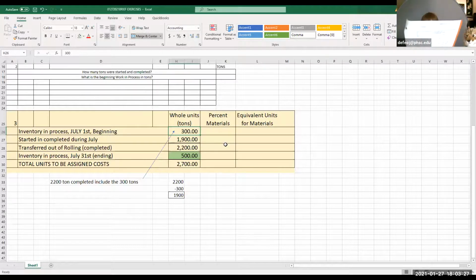So now what do they tell us? What are the total equivalent units for direct materials for July if materials are added at the beginning of the process? Now let's just stop and get a definition of what this term equivalent units means. It's on page 100.